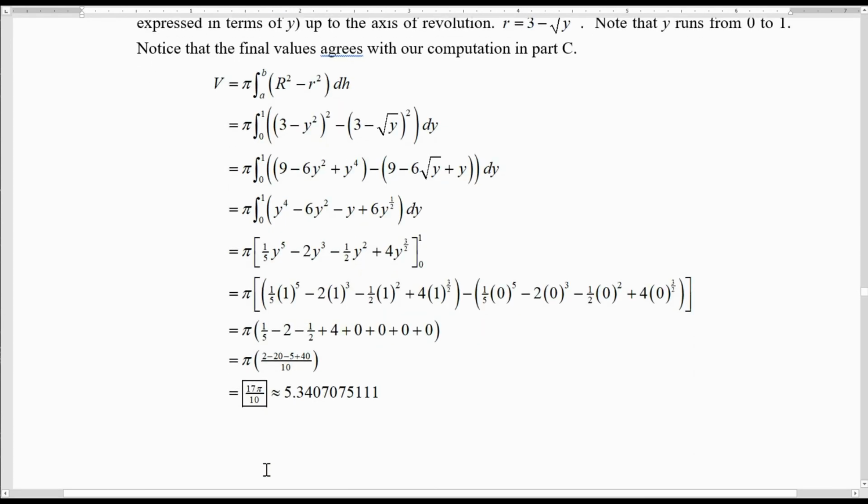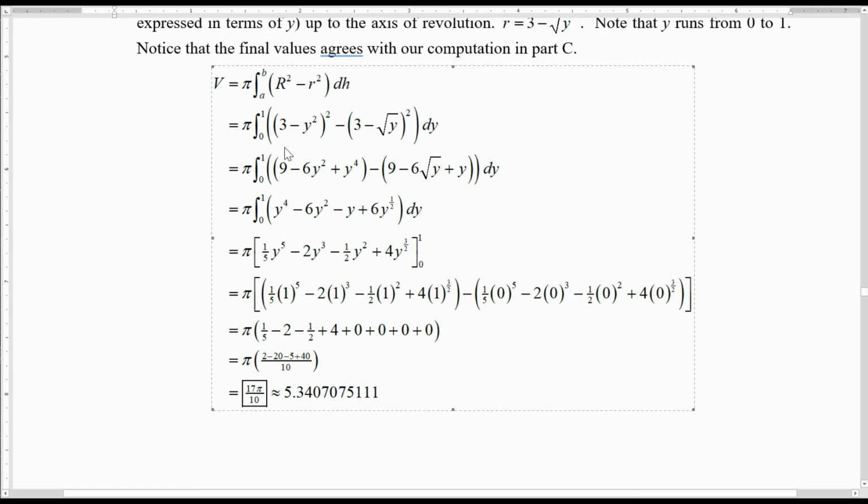Okay, so here's our curve. The outer radius is 3 minus y squared. We want to square that, and then subtract. The inner radius is 3 minus the square root of y. Square that. So we square the two radii, subtract, and then integrate, and then multiply by pi. Thickness is dy, so that's there. Can't forget the dy.